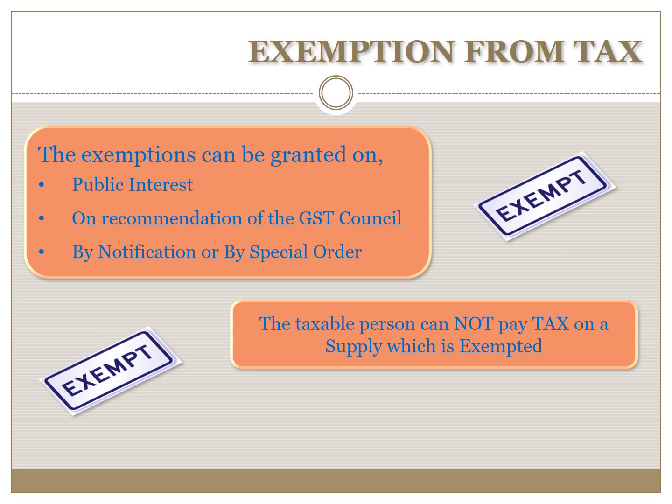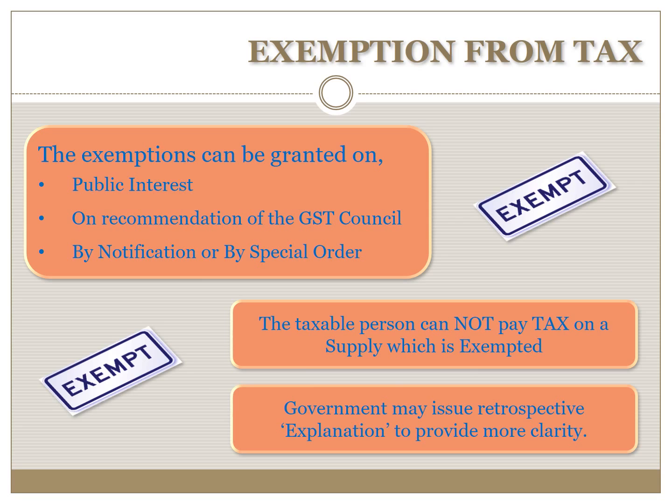When an exemption is granted absolutely for whole of the tax, the taxable person providing such goods and or services shall not pay the tax. This will also prevent him from claiming input tax credits on such supplies. Government may issue a retrospective explanation within a period of 1 year to provide more clarity.